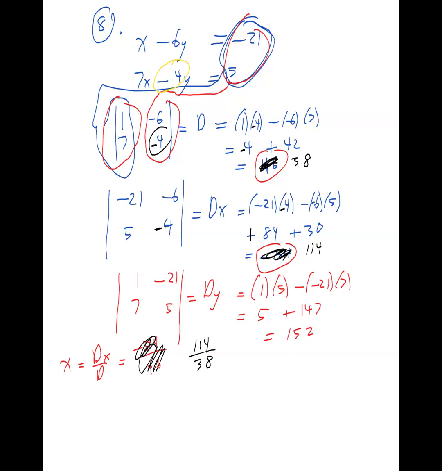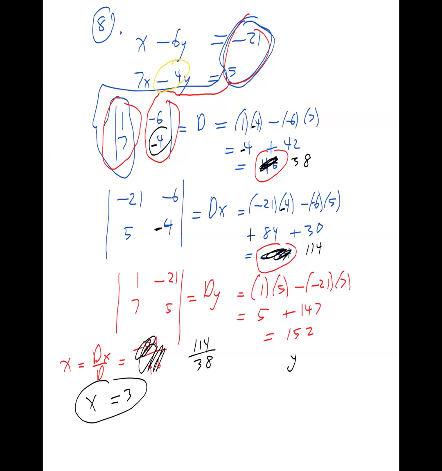So let's see what that is. Hopefully I didn't make another mistake. 114 divided by 38 equals 3. Okay, good. So x equals 3. It actually worked this time. So that's x. Now let's find y.